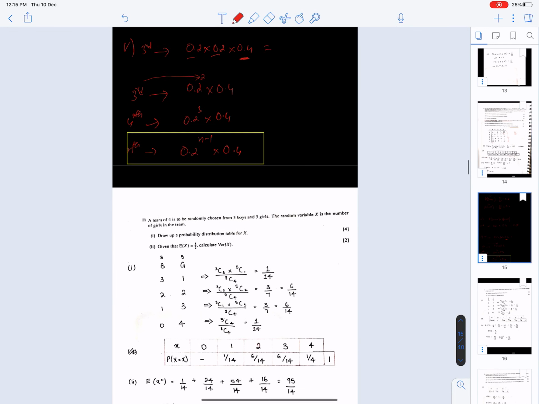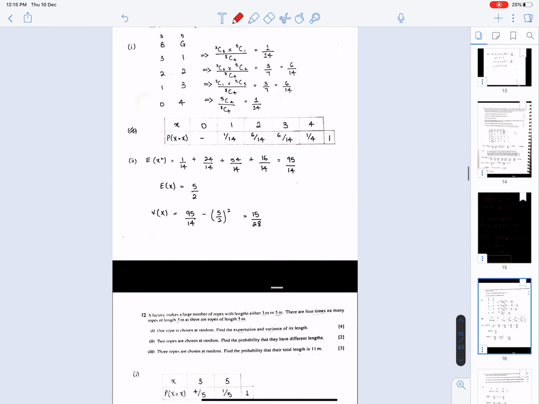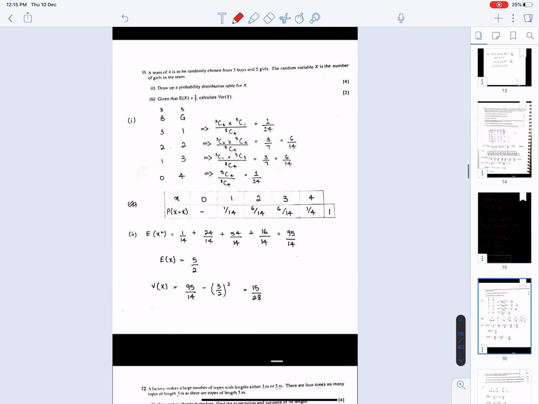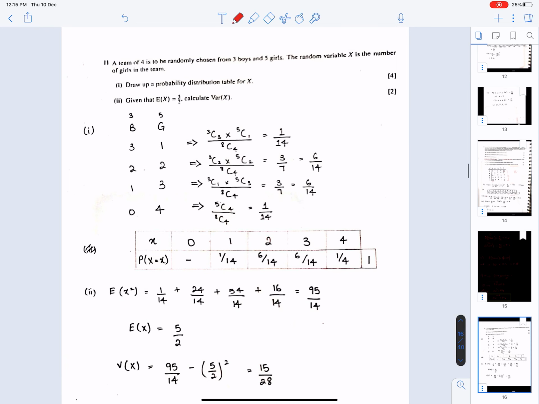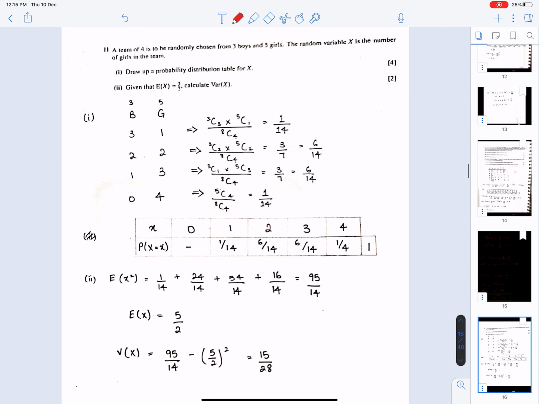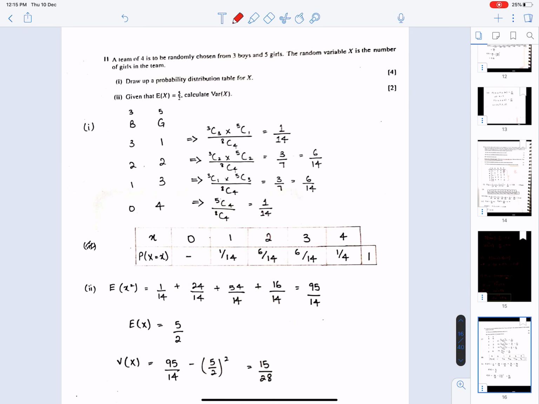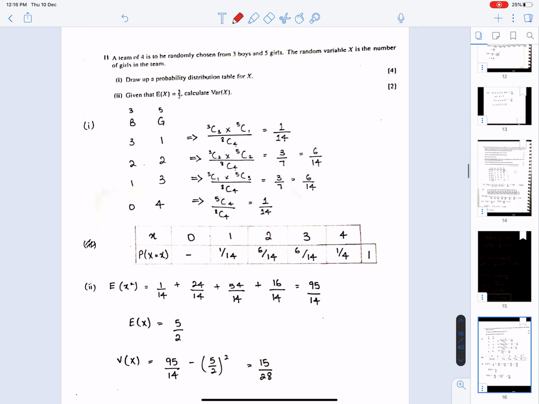Now the next question is 12. Let me discuss question 11 to understand the combination method. A team of 4 is to be randomly chosen from 3 boys and 5 girls. Now the important thing is the selection is of 4 people.